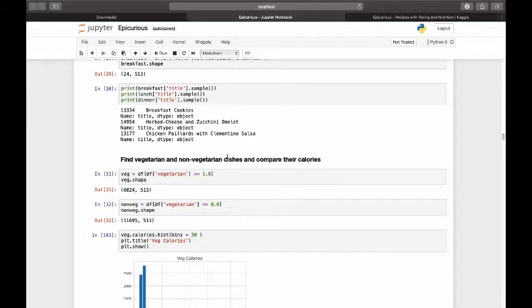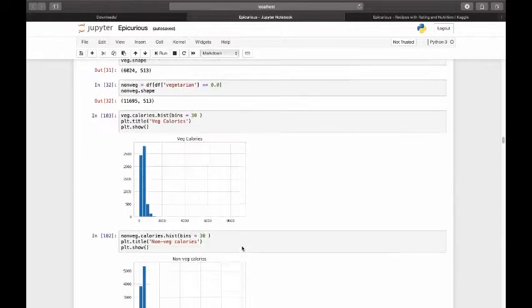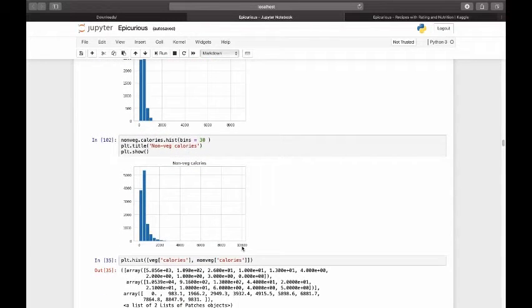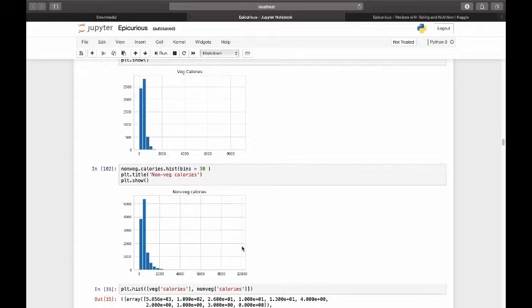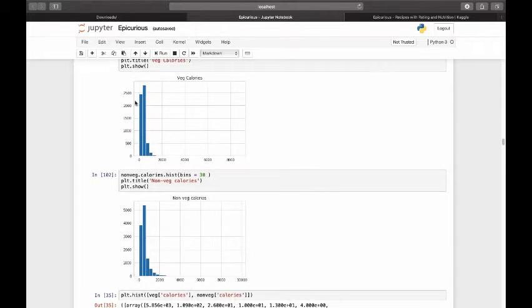Here we find the vegetarian and non-vegetarian dishes in our data set and compare the calories, basically, right? So you can see that non-veg dishes don't have too many. I mean, under vegetarian, there are not many dishes that are over 2000 or even like 1700, right? And apart from that, they're pretty much identical.